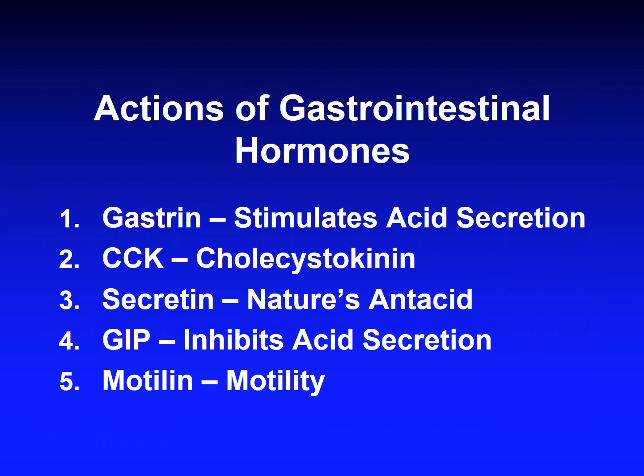Gastrin stimulates acid secretion. The opposite, GIP, gastric inhibitory peptide, inhibits gastric acid secretion. Cholecystokinin, I will tell you later, the name cholecystokinin means contractor of the gallbladder. So it contracts the gallbladder, and also it increases pancreatic exocrine secretions. We'll talk about that when we talk about CCK. Secretin is nature's anti-acid. Do not forget this word. So it inhibits acid secretion, and motilin is related to the motility patterns of the stomach and also the intestine.